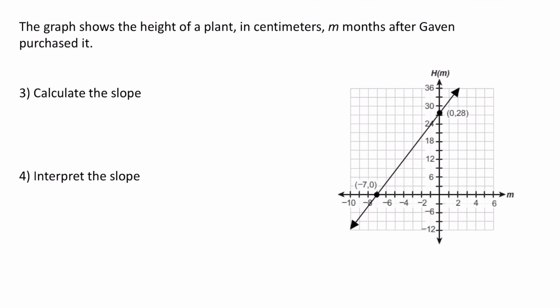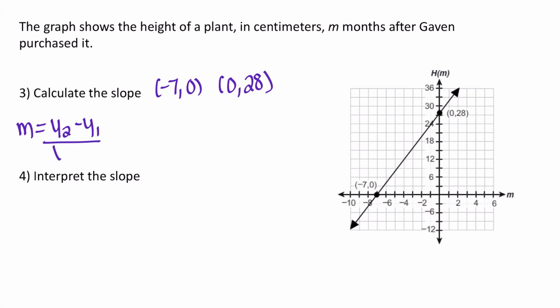So now let's calculate the slope of this line. We're given 2 points on the line, so we can use our formula to calculate the slope. So remember, our formula is m equals y2 minus y1 divided by x2 minus x1. So to keep everything straight, let's label our points x1, y1, and x2, y2.